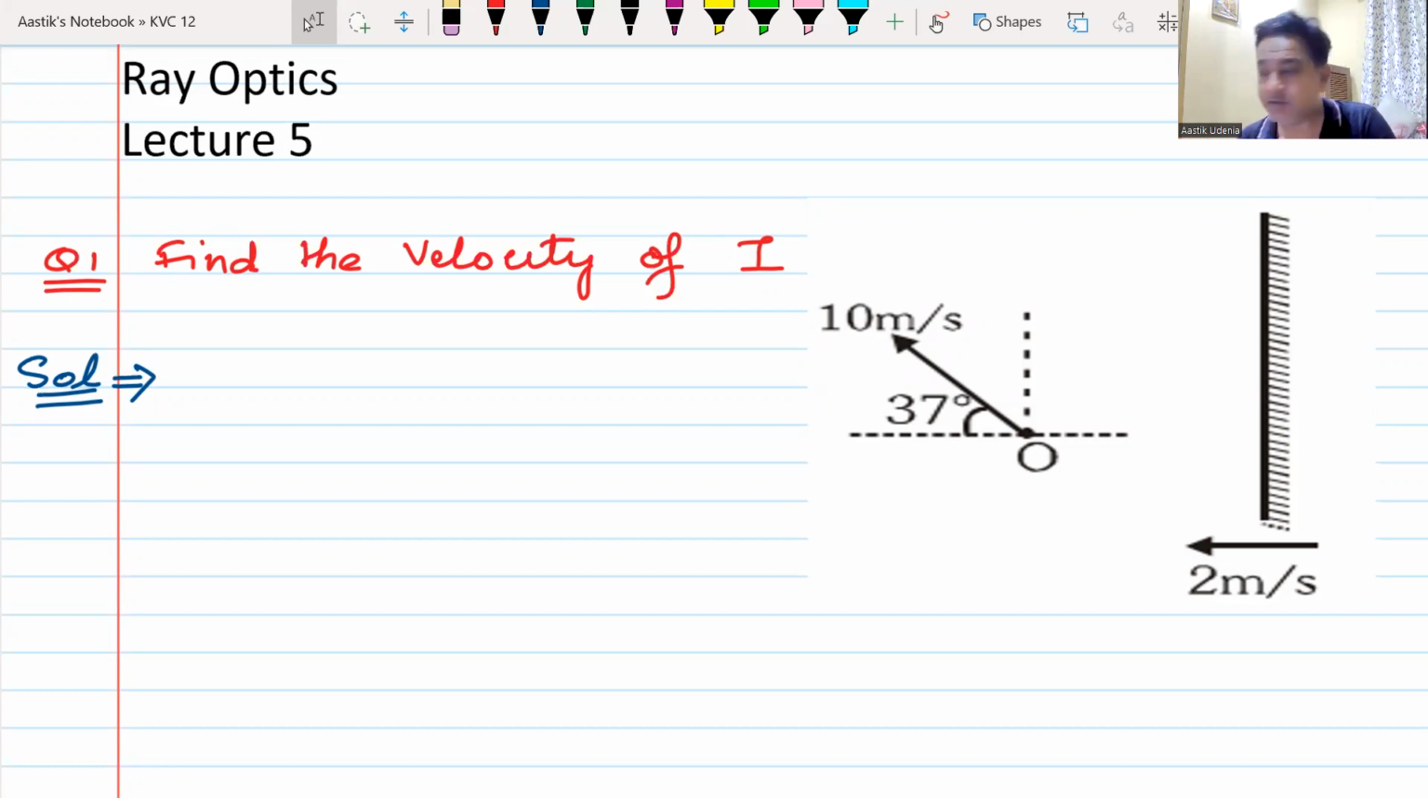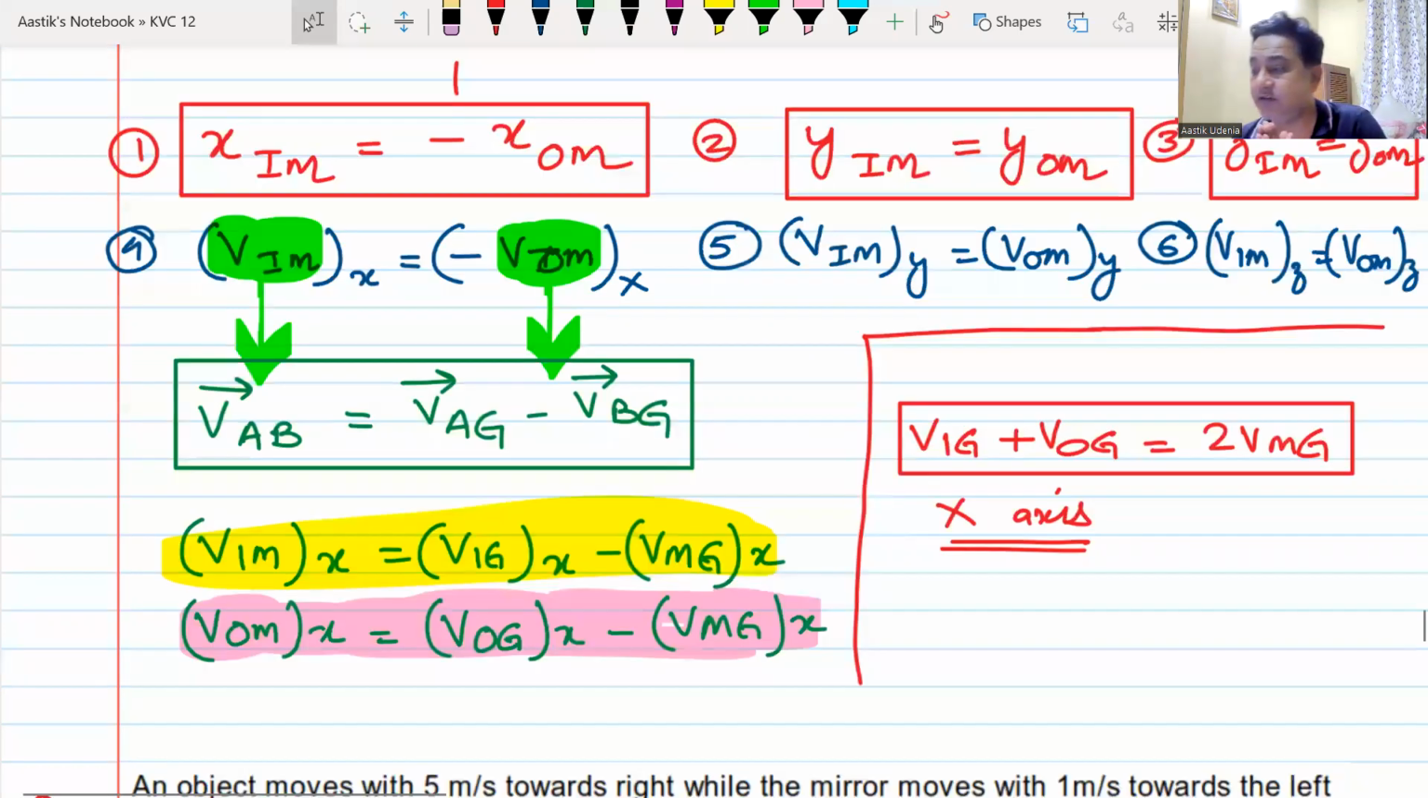And we begin with what we had done in the previous class. I hope we had seen the properties of image formed by a plane mirror. We had solved some problems. We had seen that we can find out the velocity of the image with respect to the mirror from the given formulae that are there on your screen right now. Yes or no? Do we remember this?